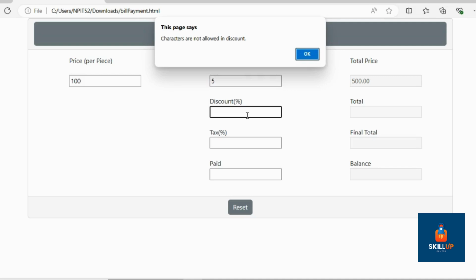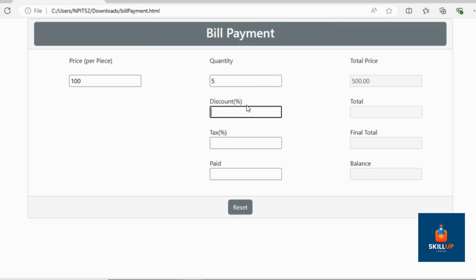Quantity, character, price, character are not allowed in discount. Okay, 18% discount, sorry, 10% discount. Total price 500 with discount 10%, total 450.